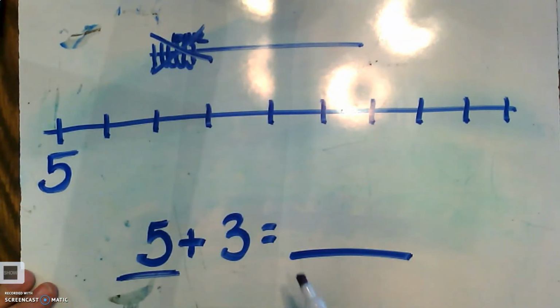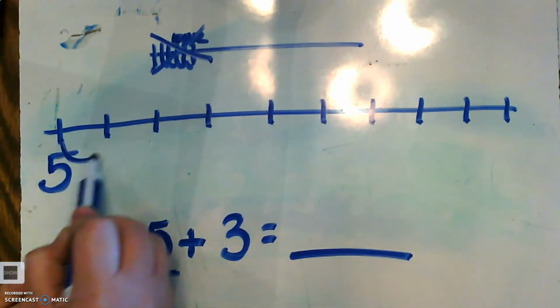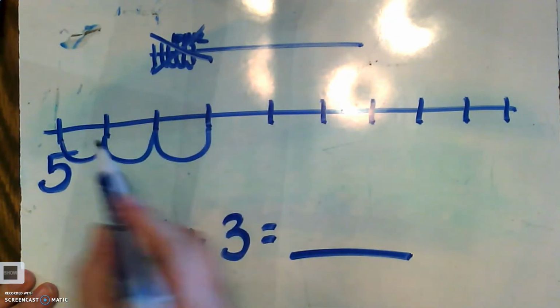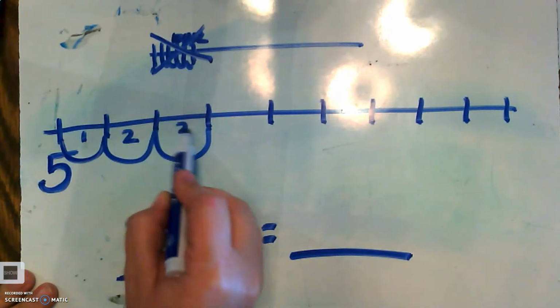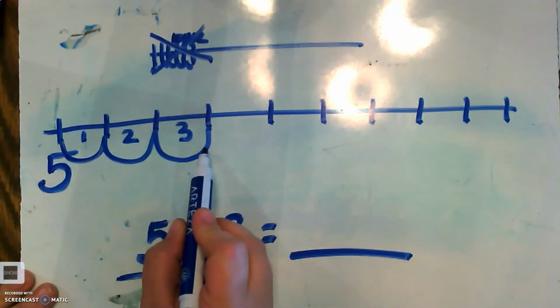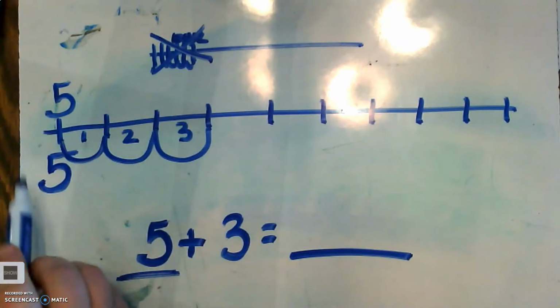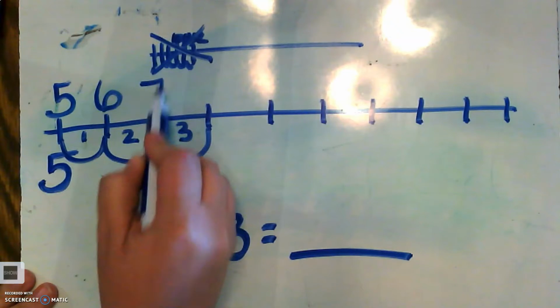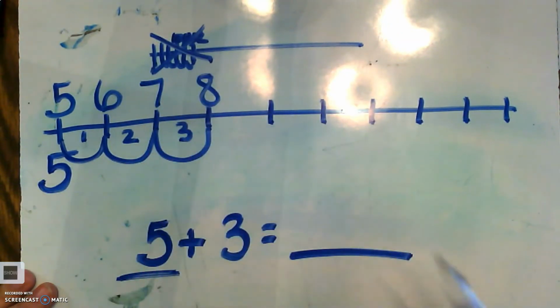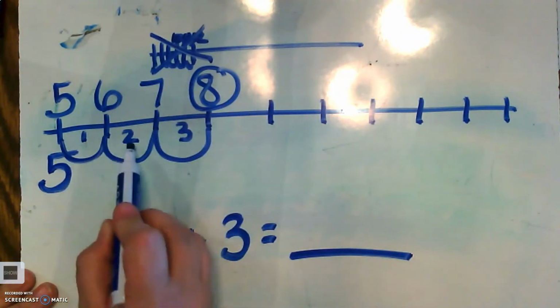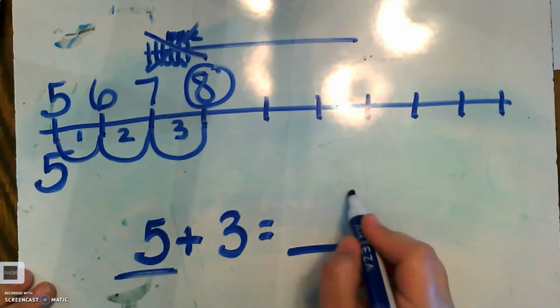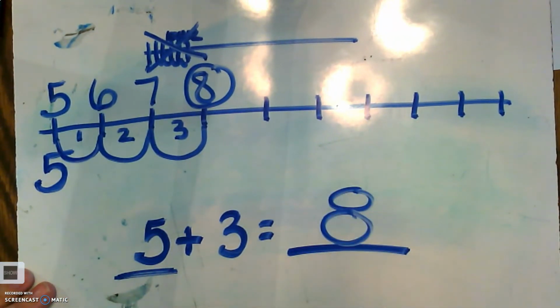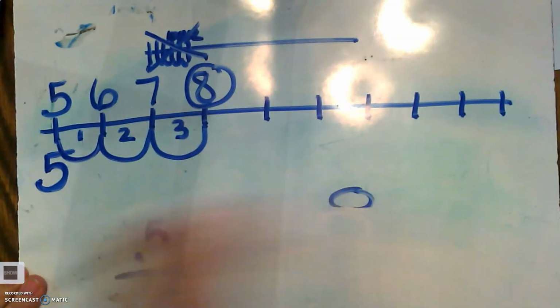And then I need to jump 3 jumps. So I'm going to go 1, 2, 3. Now remember, I like to check. 1, 2, 3. But how do I know what number that is? So there's 5. If I jump 1 and I add 1, that's 6. And I add 1 more is 7. And I add 1 more, and that is 8. So if I have 5 and I add 3 more, my answer or my sum is 8. So you can make a number line at home. You just draw a line. So 5 plus 3 equals 8. Let's try another one. You ready?